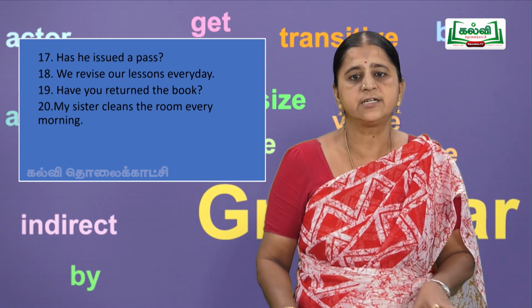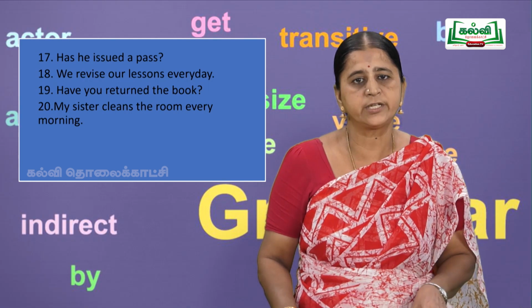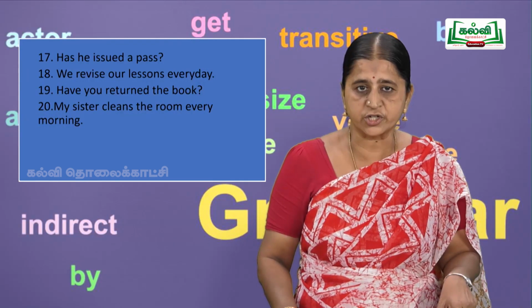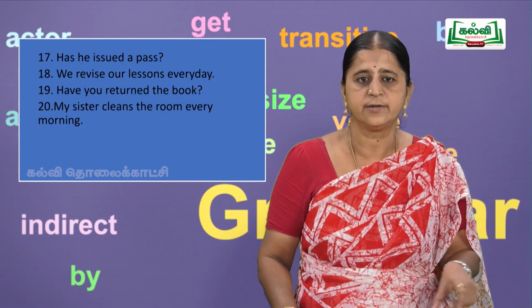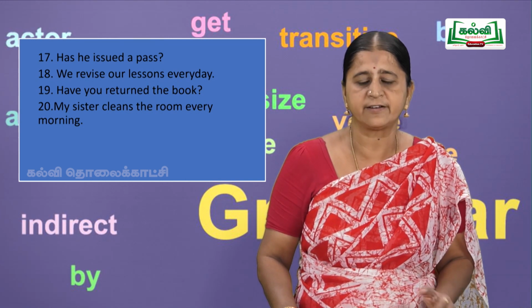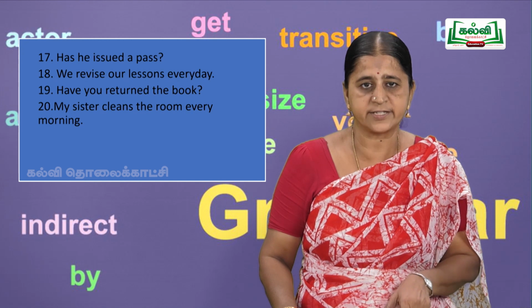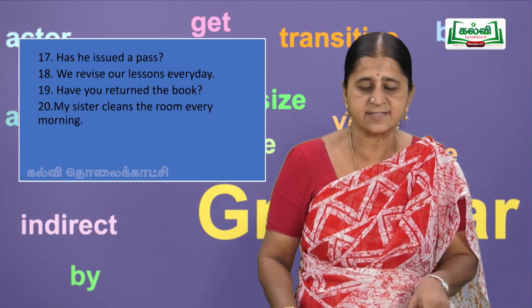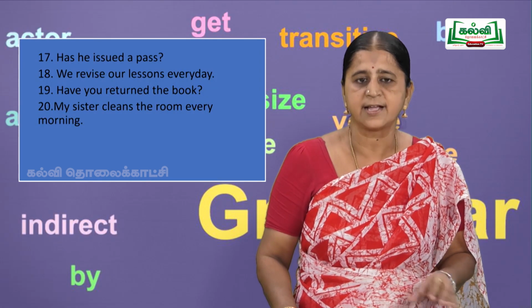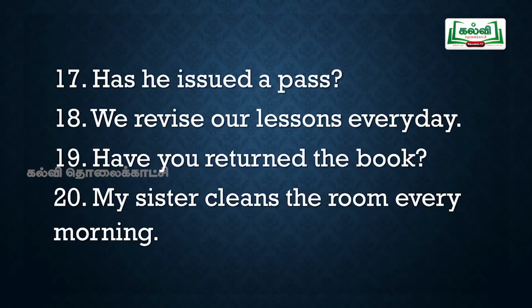Now sentence number 19. Have you returned the book? Have you returned what? The book. Remember, this is a question, so I cannot start with the book. The book is singular. Have returned is present perfect. When I say the book, it is singular, so I should use has. My answer is: Has the book been returned?